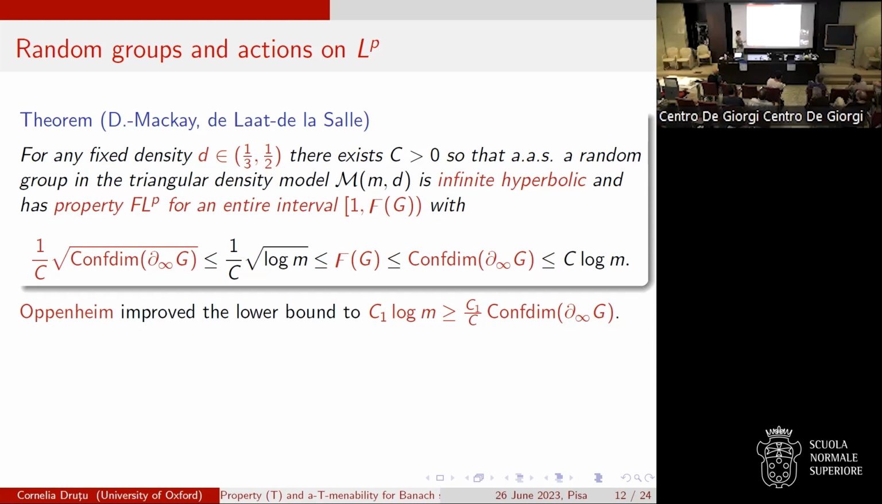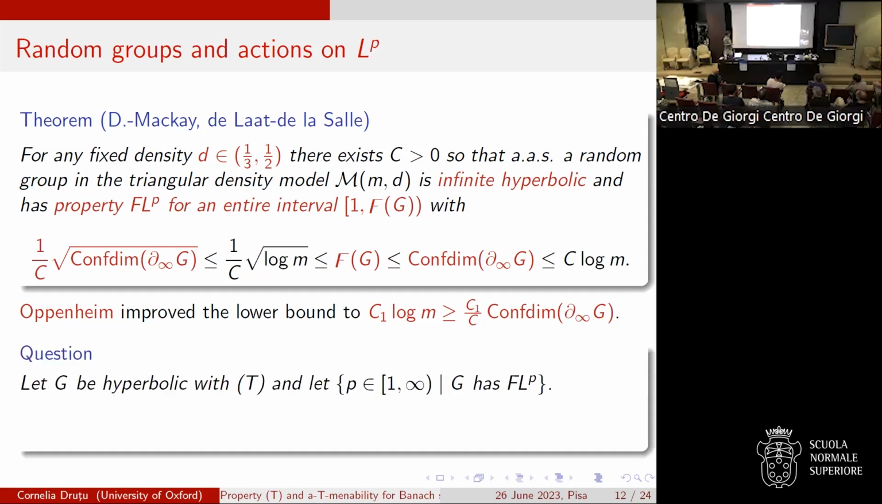They are related by linear inequalities, which is striking, and therefore invites the following questions. So let's consider a group that is hyperbolic and has property T, and let's consider the whole range of fixed point properties of this group. Of course, this is the interesting case, because if you consider a group that is a-T-menable, this is empty. So we want this to be non-empty. By the previous, it will contain at least the interval [1, 2].